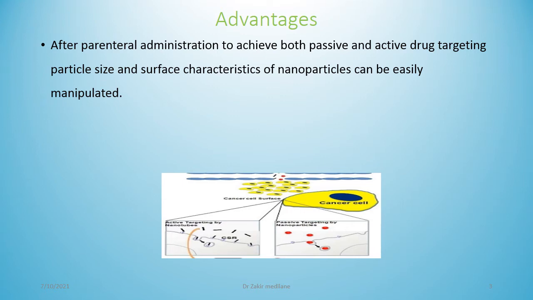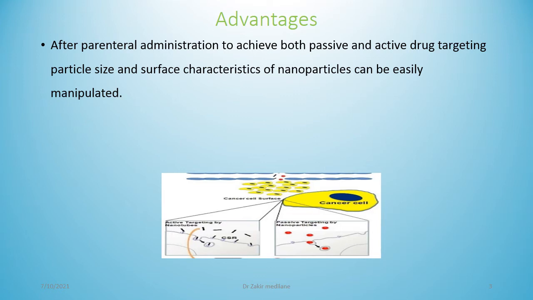If you see the image here, we can observe two images. One is the active targeting on the right hand side and passive targeting on the left hand side. In passive targeting, we can observe there is a penetration and accumulation of the drug into the neoplastic area as a result of permeability. EPR we can observe in this area.